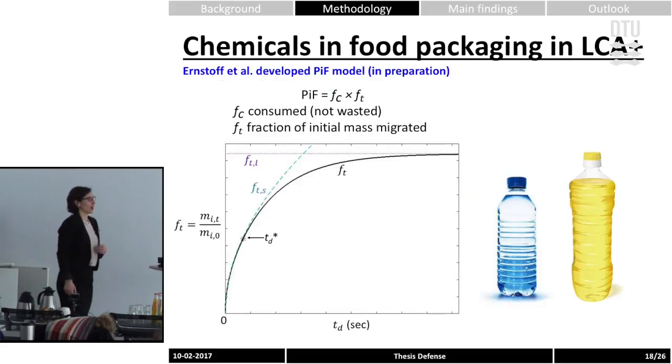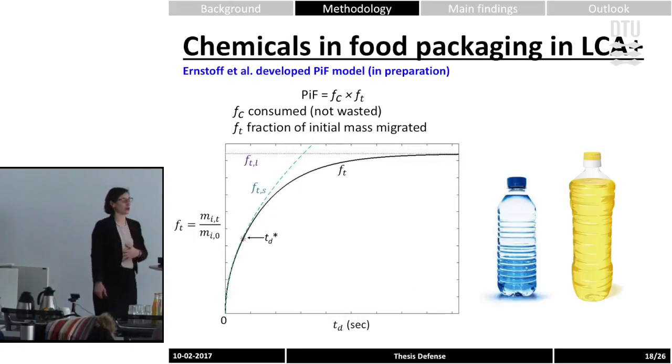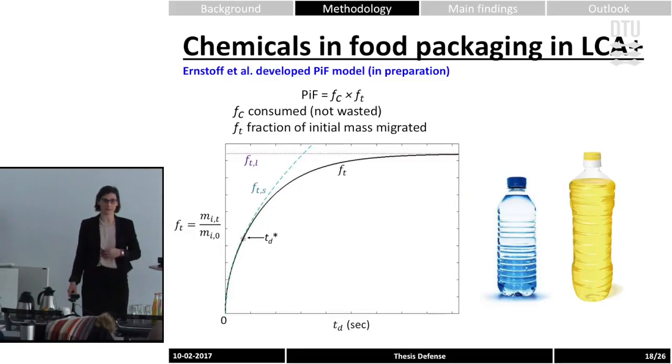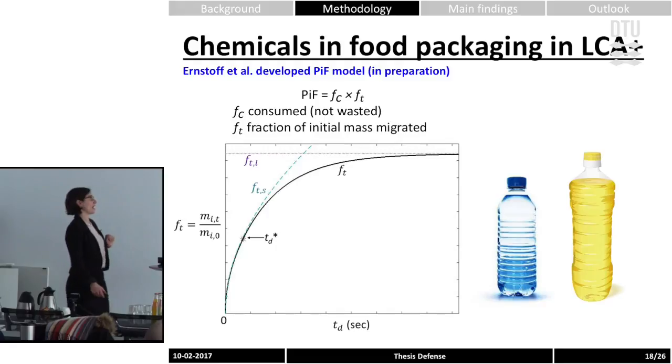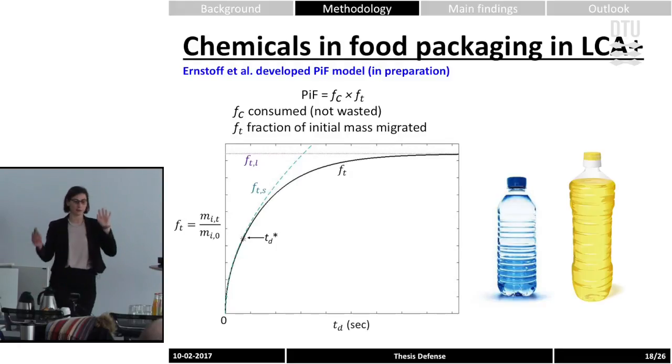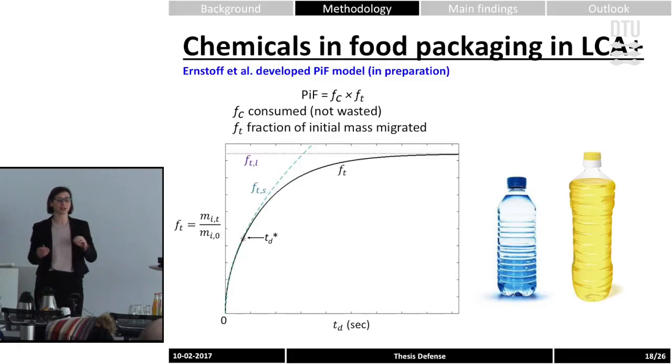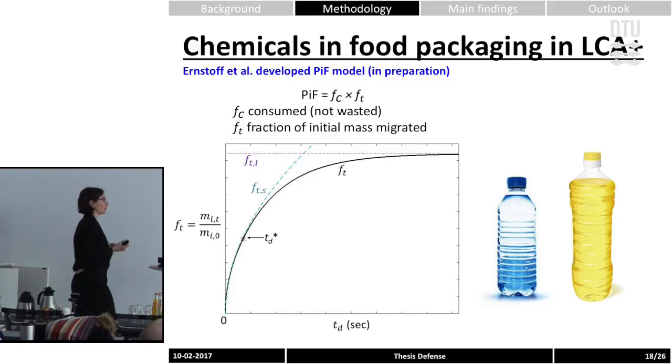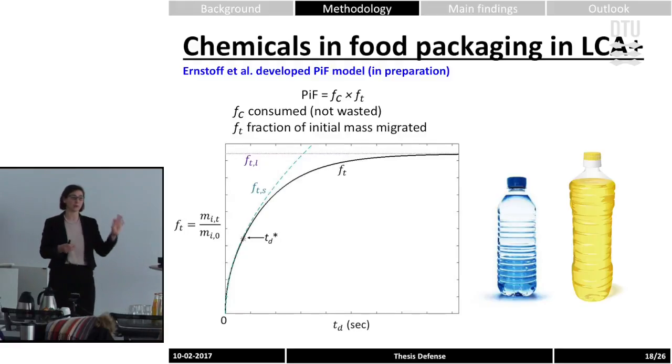To go over some of the modeling work, again, we're aiming to calculate the product intake fraction, or the PIF. Excuse me. In this case, it is a function of the fraction of chemical that's transferred from the package into the food and the fraction of the food that is consumed. So this is FC, the fraction consumed, that is not wasted, and FT, the fraction of the initial mass that has migrated from the package into the food. This is on the y-axis of this figure, and this is just a generic figure. There's no numbers here, as you can see.